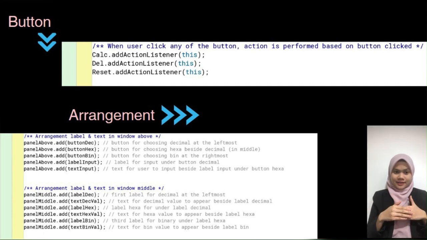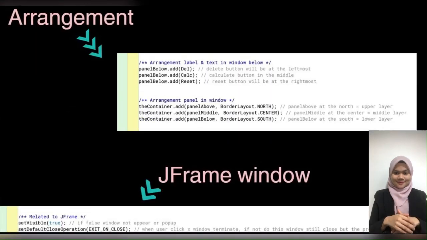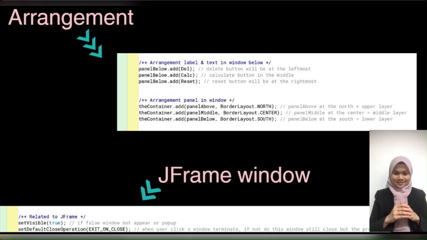We arrange the button, label and tag at each panel that we have, which is above, middle, and below. The one that we write first will appear first, followed by the others, and the arrangement will be based on the layout that we have set earlier. We set the panels based on north, center, and south layout. We set visible to true so that the window can pop up when we run. Next, we set the default close operation so that when the user clicks close, the window and the program will fully close. We don't want only the window to close but the program still running.